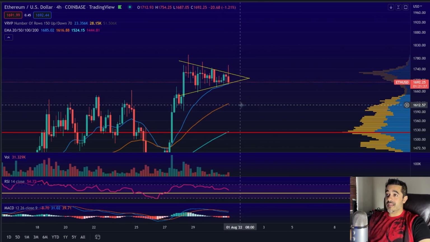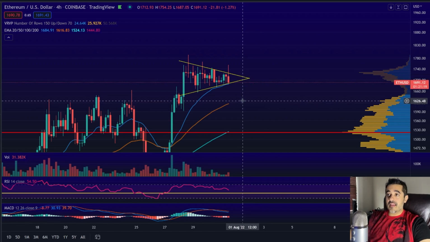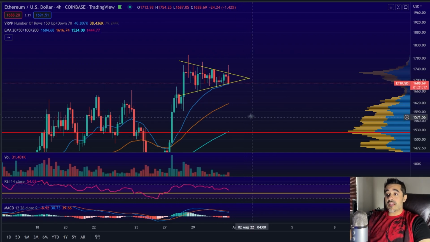I'm not really accumulating Ethereum here, but I do have a lot of people messaging me and asking me for Ethereum TA because I used to do it back in the day. I haven't been doing it. So I decided to add it back in for now. So that's what we're looking at with Ethereum.